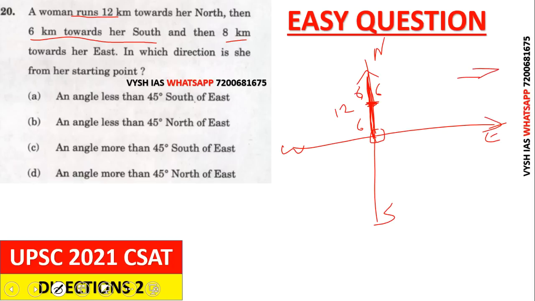Okay, this side is east. So she goes 8 kilometers towards her east. This full is 8. Okay. Then what does she do? Okay, it's over. So in which direction is she from her starting point?